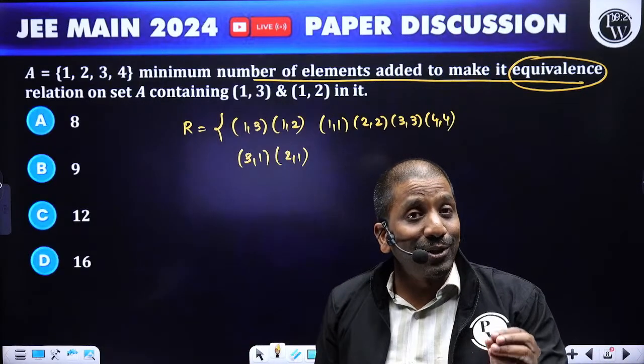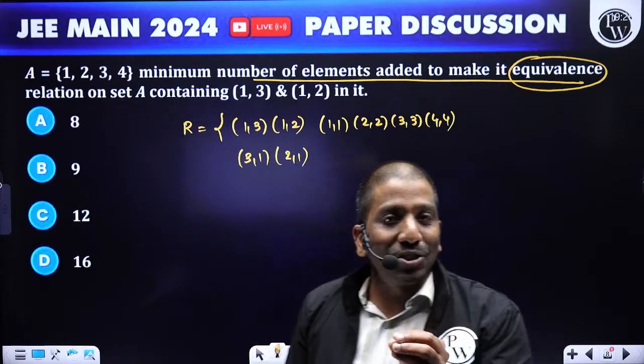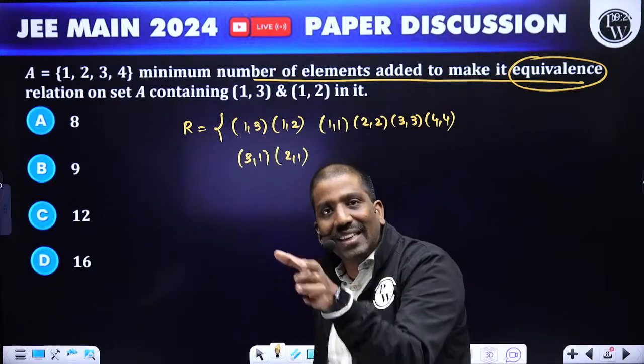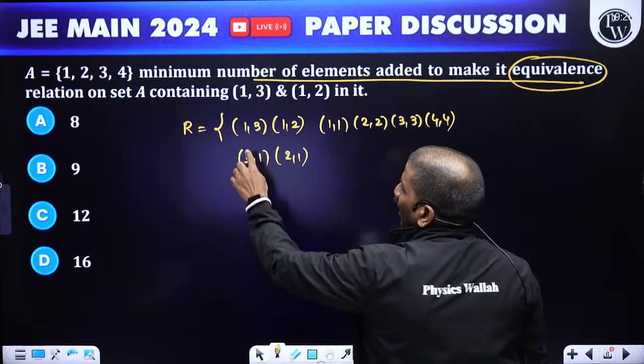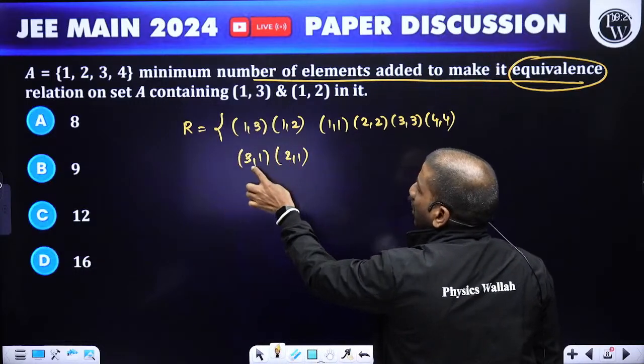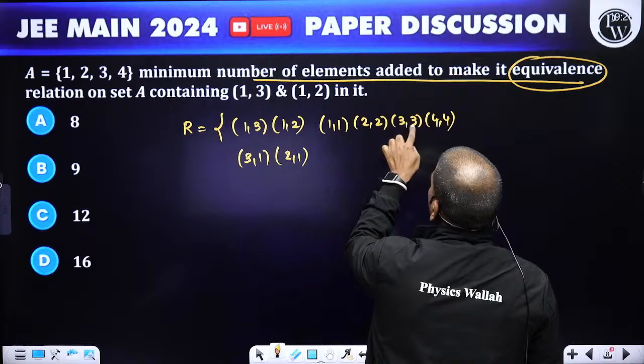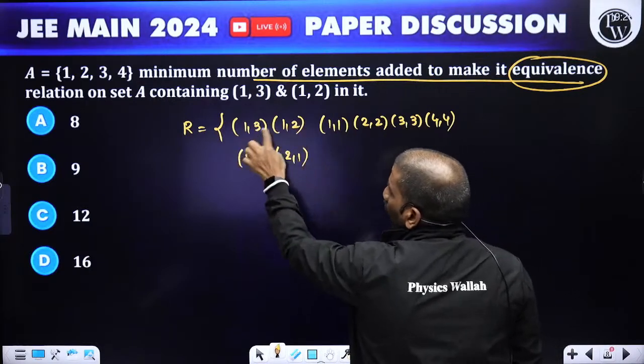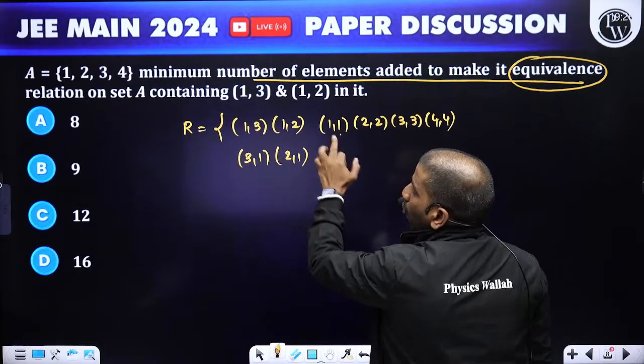But now we need to check transitivity. Transitive means AB, BC, AC. So let us check. 1, 3. Any ordered pair starting with 3? Yes, 2 are there. 3, 1. So 1, 3 and 3, 1 give 1, 1, which is there. 1, 2 and 2, 1.